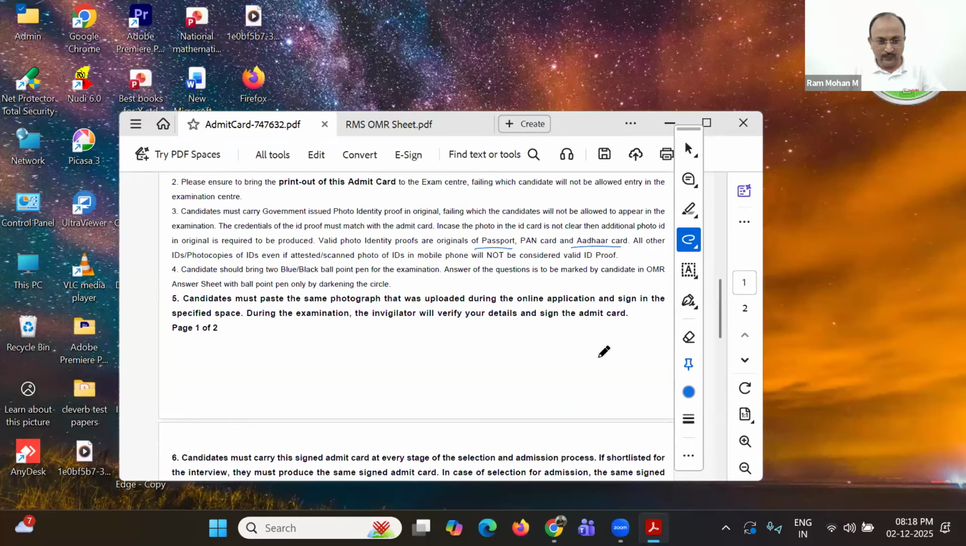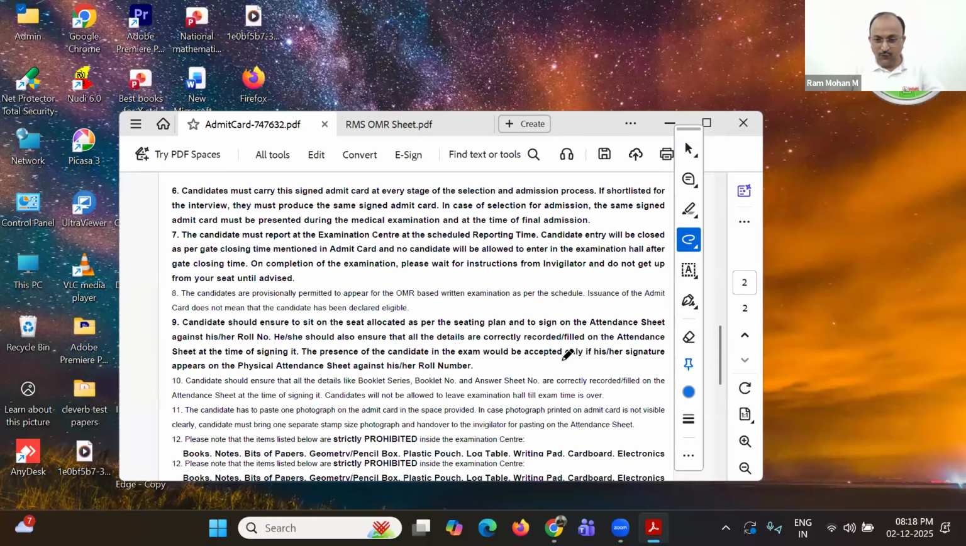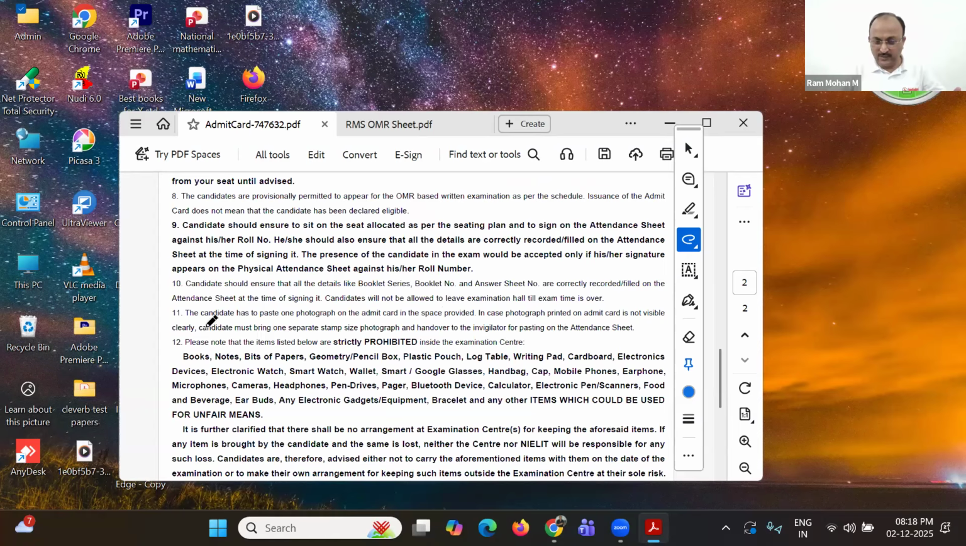And also, in case the photograph printed on the admit card is not clearly visible, the candidate must bring one separate stamp size photograph also and hand it over to the invigilator for pasting on the attendance sheet. Now this photo of Ananya is very clear. That's why you should take a color printout of the admit card in a good DTP center. If it is not very clear, along with the passport size photo, you take one stamp size photo also. Then the invigilator will paste that one and sign it there.